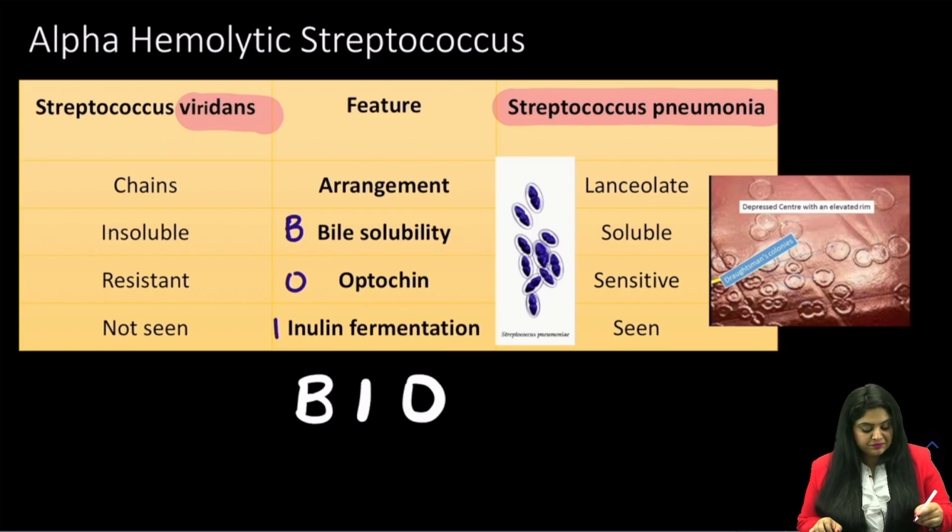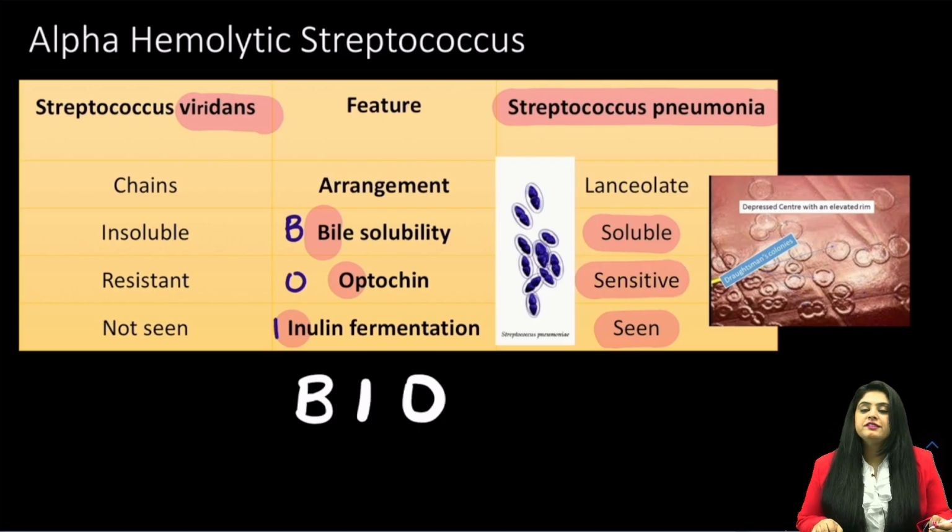So listen to me. When I ask you, bile solubility. Who will say yes to bile solubility? Pneumonia is nice. Pneumonia will say yes, yes, I am bile soluble. Next, I for inulin fermentation. Who will show you inulin fermentation? Pneumonia will show you inulin fermentation. Who will show you optochin sensitivity? Pneumonia will show you optochin sensitivity.